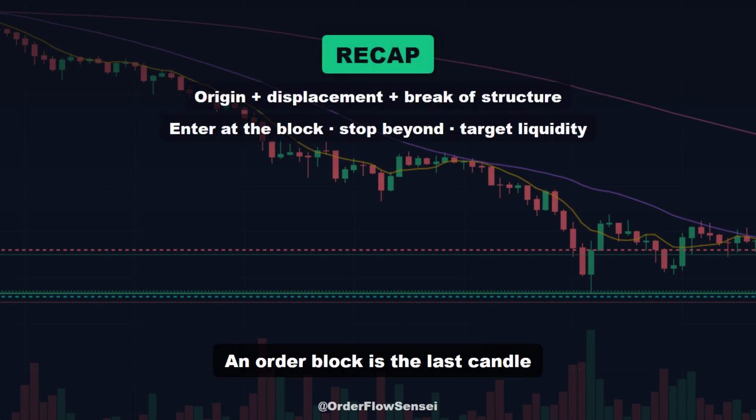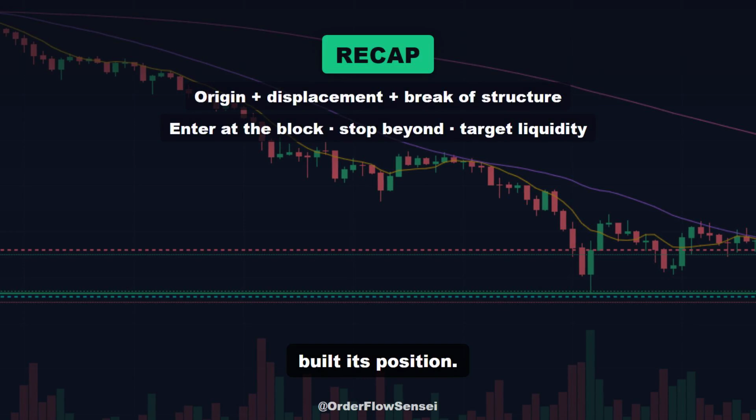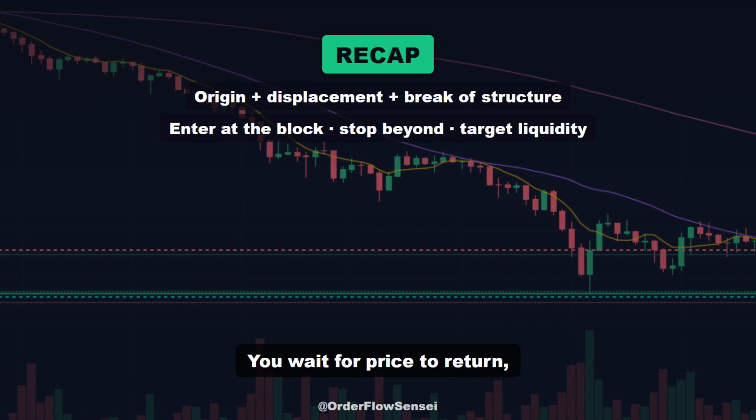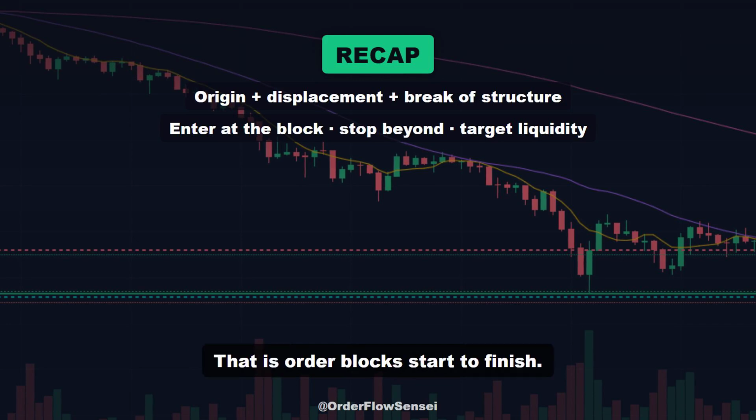Quick recap. An order block is the last candle before a strong move, where smart money built its position. Bullish blocks are support. Bearish blocks are resistance. You need an origin candle, displacement, and a break of structure. You wait for price to return, enter at the edge, stop beyond the block, and target the nearest liquidity. That is order blocks, start to finish.